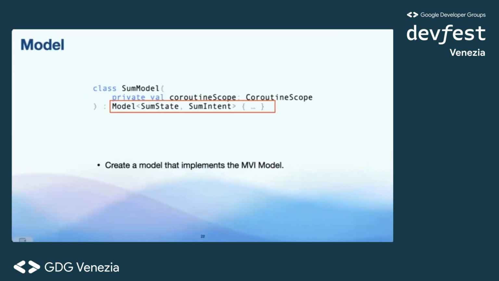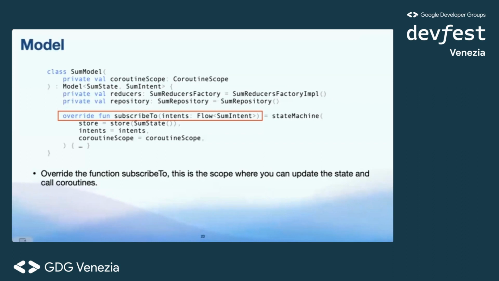We declare our SumModel, which extends Model based on SumState, SumIntent. We declare a couple variables, reducers, we just declare them, and a repository, which we're going to use to save our sum remotely or on some local DB. Here we override the function subscribeTo, and we call this other function, which is part of our library. It's called stateMachine.